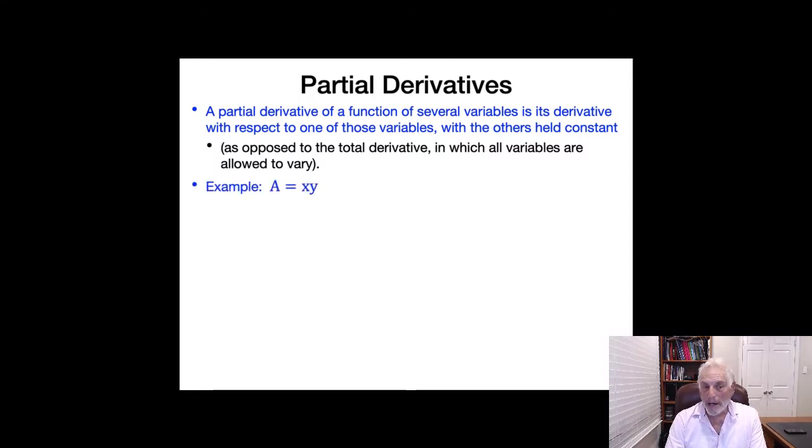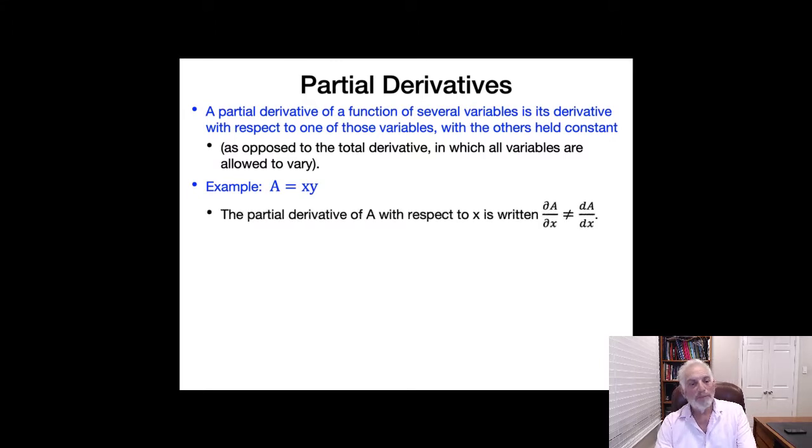So let's go back to our example of the area of a rectangle being x times y, and we can say that the partial derivative of A with respect to x is written with this curly d rather than a straight Roman d. So we say curly dA divided by curly dx. That's the partial of A with respect to x, and that's different from the full derivative. You can distinguish those two letters there and see how they look different.